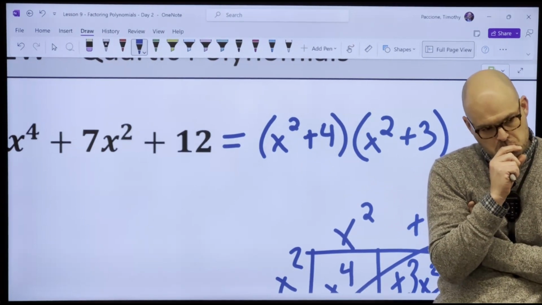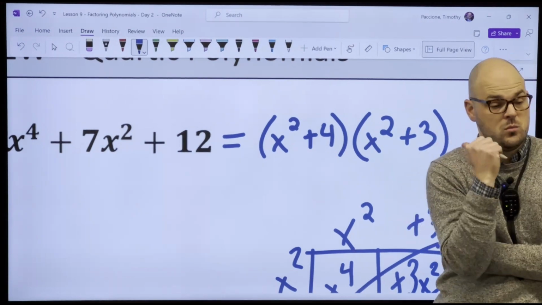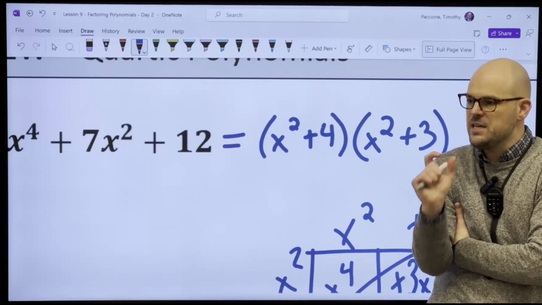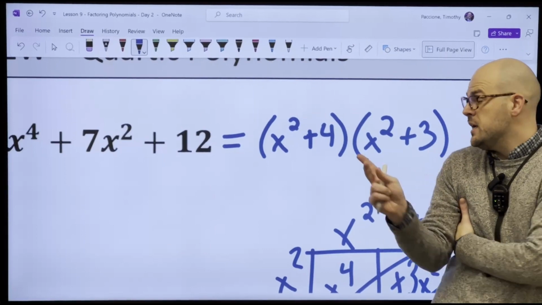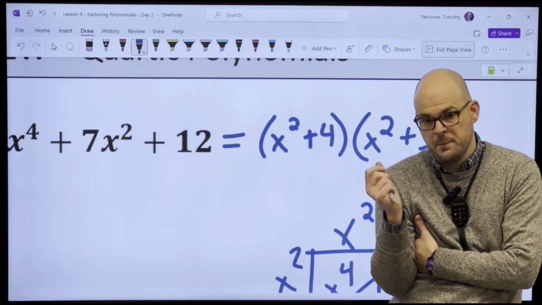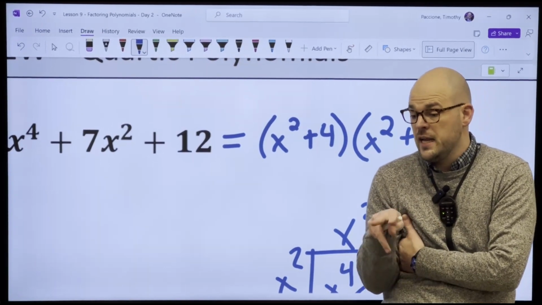What did you see that made you think, oh, possibly? I saw the x squared and the 4. That's a perfect square. That's a perfect square. What's the problem? It's a plus. It's the difference of perfect squares. The sum of perfect squares, I can't do anything with. It's fully factored. Okay? If it was subtraction, we could keep going. So be on the lookout for that in the 2 problems below.